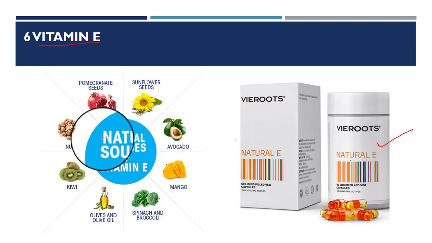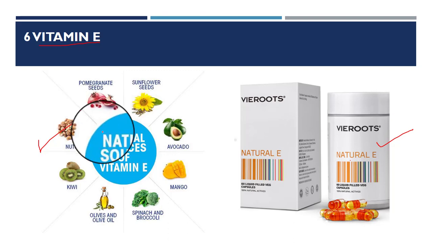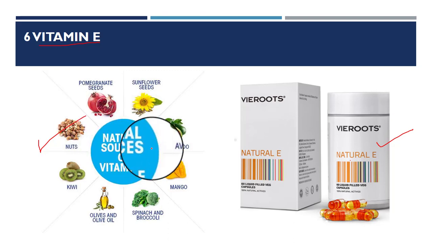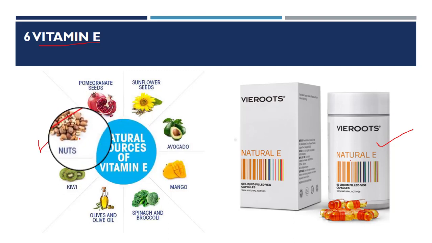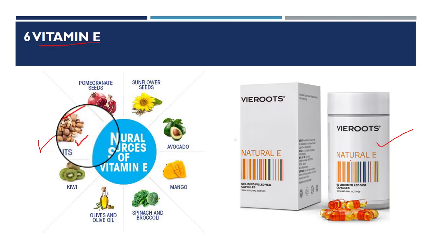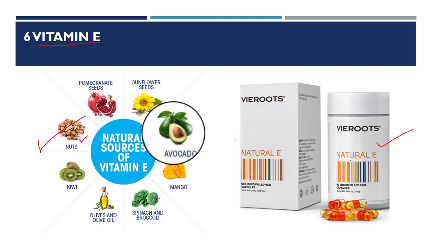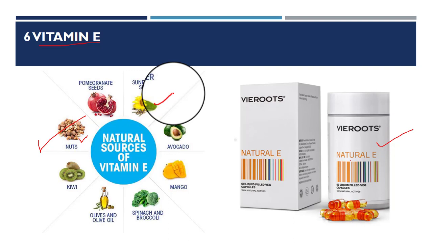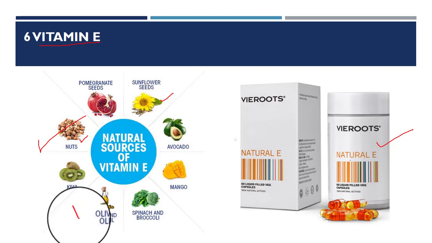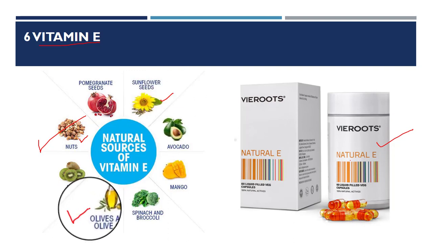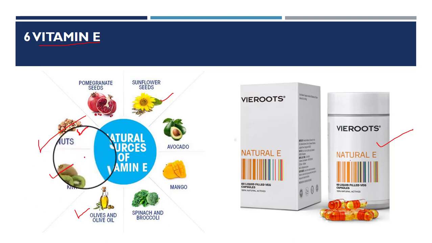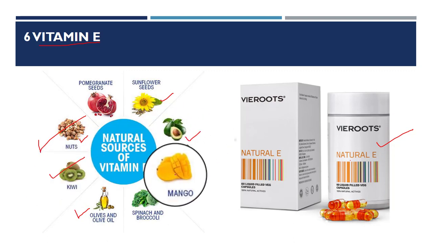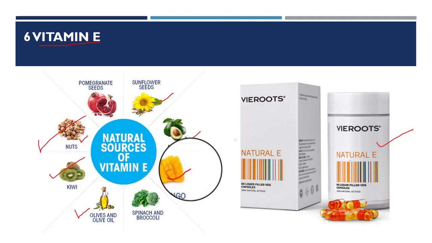So natural sources for vitamin E are almonds. In fact, all kinds of nuts provide vitamin E. Next are sunflower seeds and vegetable oils like flaxseed oil, kiwi, avocado, mangoes. They are rich sources of vitamin E for non-vegetarians.